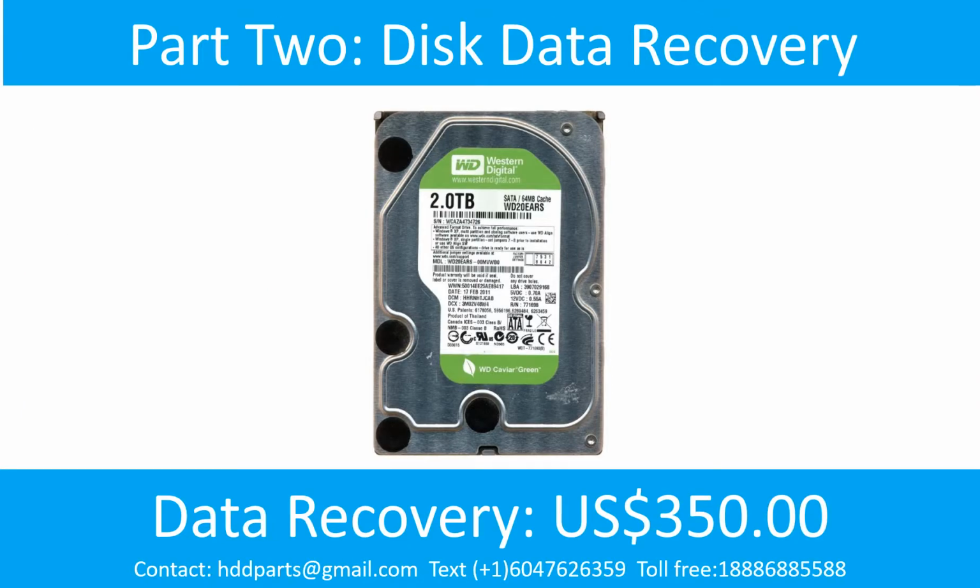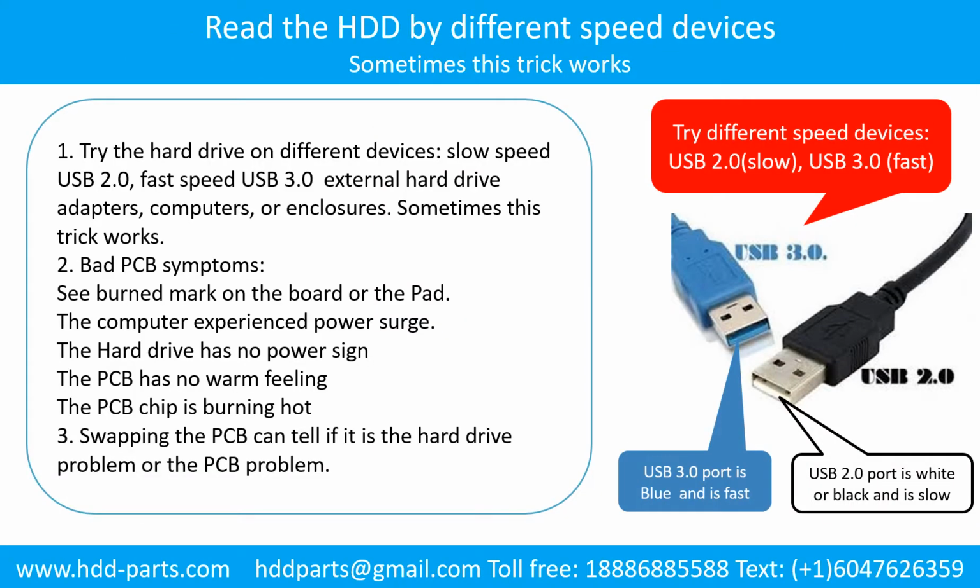Part 2. Disk Data Recovery. There are some simple ways to recover data from a hard drive. One of them is to try to read the hard drive by different devices, like different external hard drive adapters, computers, or enclosures. Because different devices use different ways to read a hard drive, sometimes this trick works.